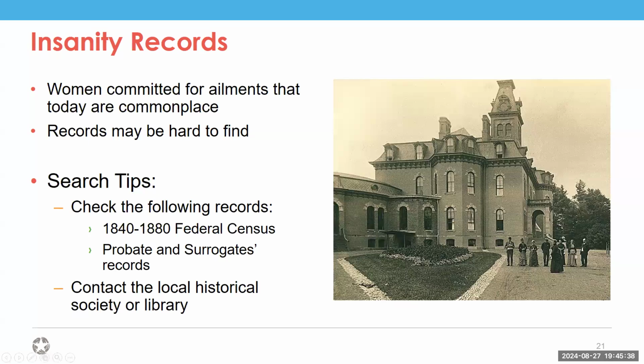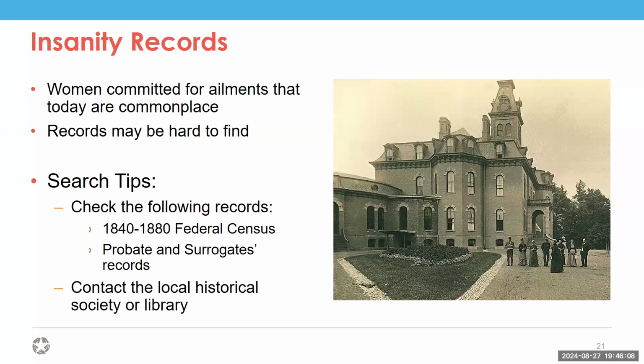You can also try and search for probate and surrogates records. Court records such as these may give details of a woman being declared incompetent or being institutionalized. If they had children, you could possibly also look at orphan court records, or the surrogates records might say what happened to their children if the mother was institutionalized. Just extra details that you might not have had.